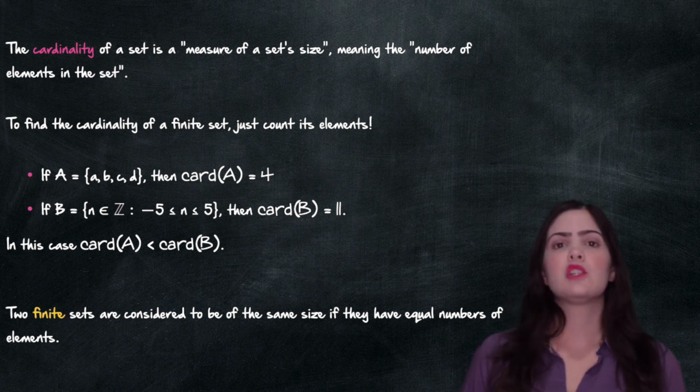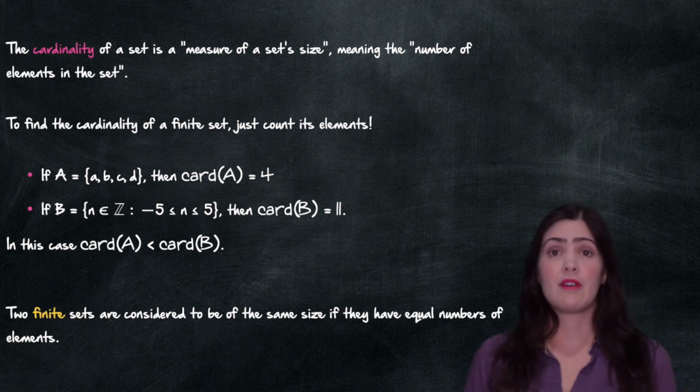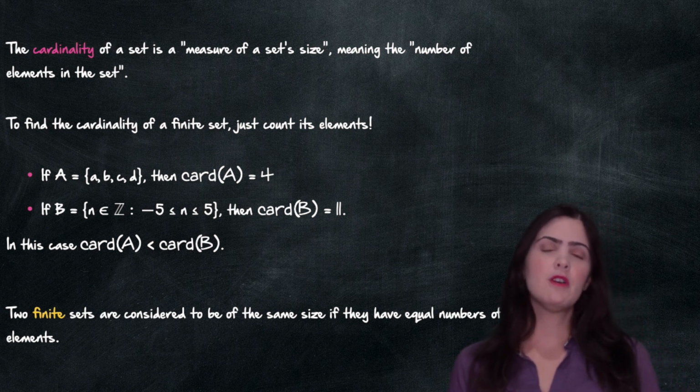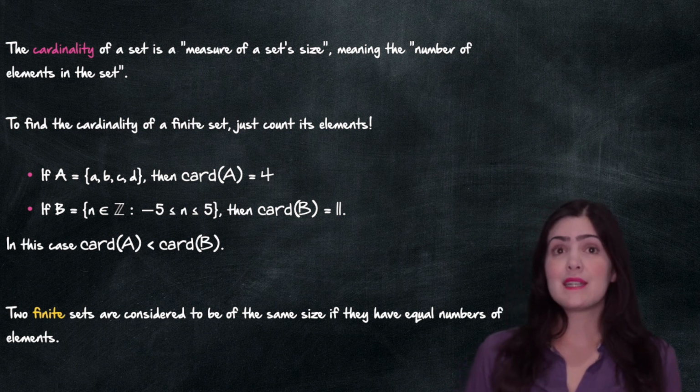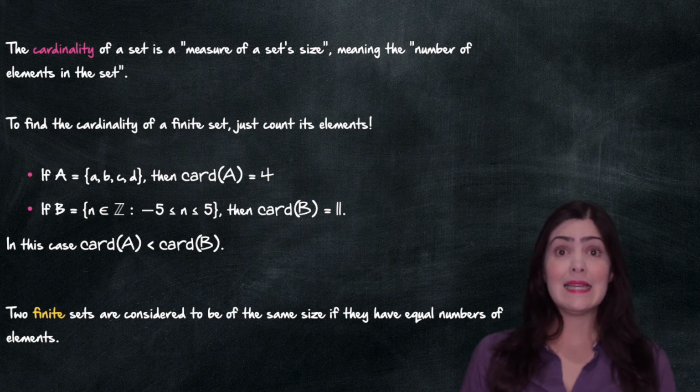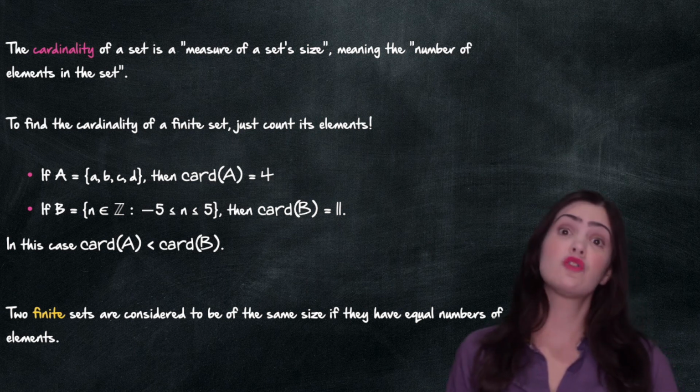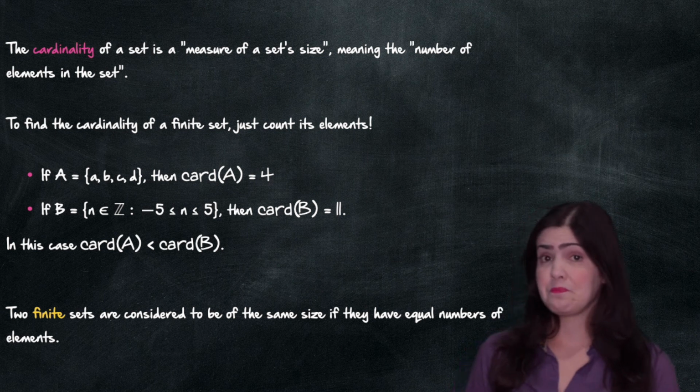If B is the set of all the integers between -5 and 5, including -5 and 5, if we count the elements in this set, we'll get 11. So the cardinality of this set B is just 11. So in this case, it is clear that the cardinality of A is strictly less than the cardinality of B.